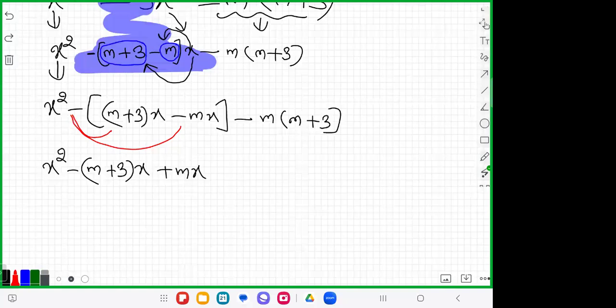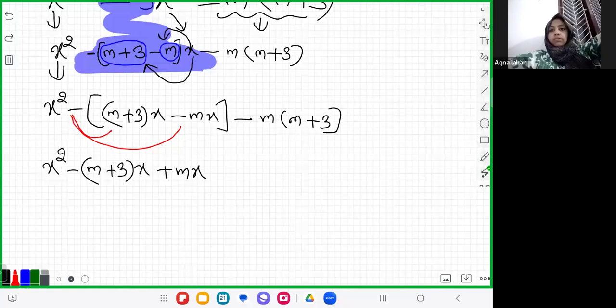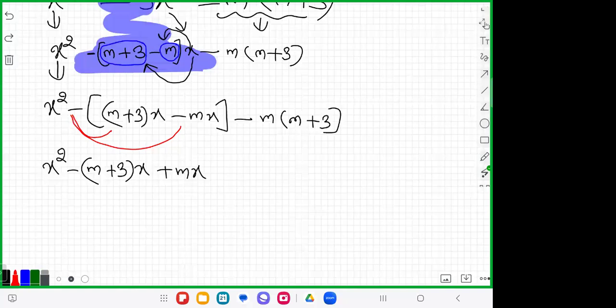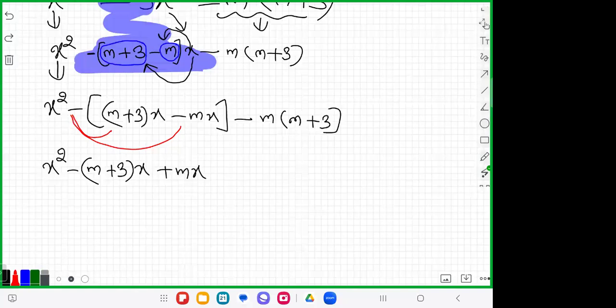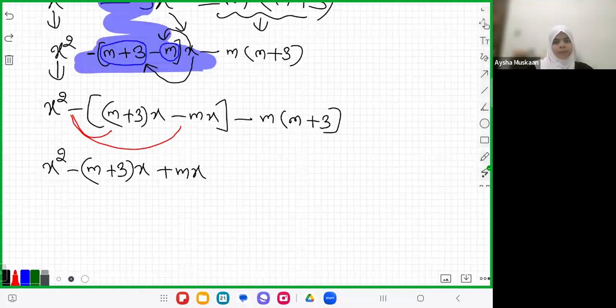Is this step understood? Yes, sir. Is this step clear? Okay, okay. Ayisha, Muskan, is this step okay? Yes, sir. Okay, okay. Yes, sir.